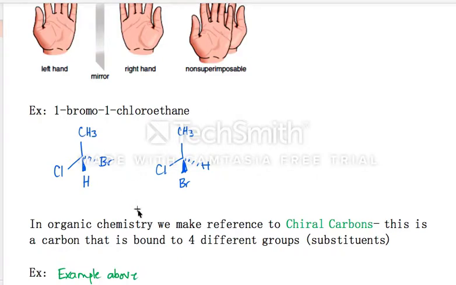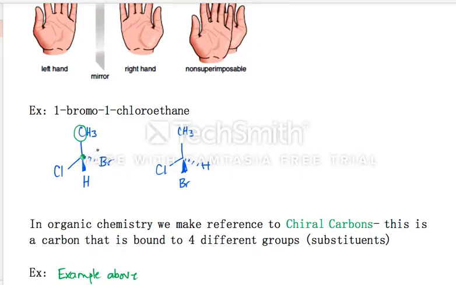Okay? Let's take a look at an example of two organic molecules that are identical in every way except for their spatial arrangement. So here we have 1-bromo-1-chloroethane. Here's a carbon, and here's another carbon. So it is a 2-carbon long chain, and on the first carbon we have a chlorine and a bromine. So this is 1-bromo, because B is first in the alphabet, 1-chloroethane.